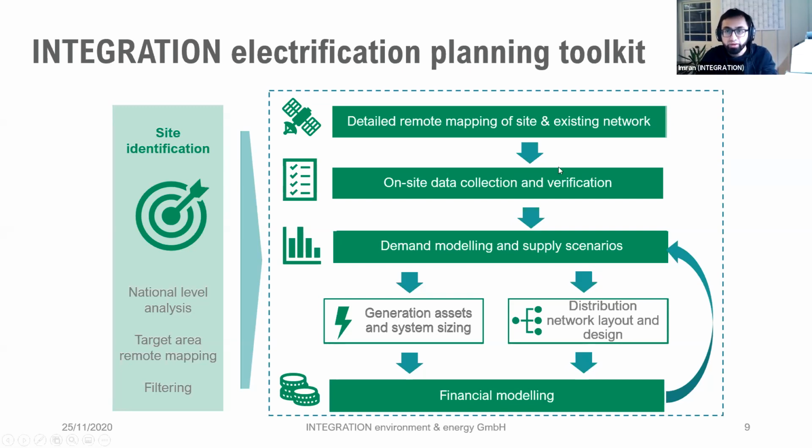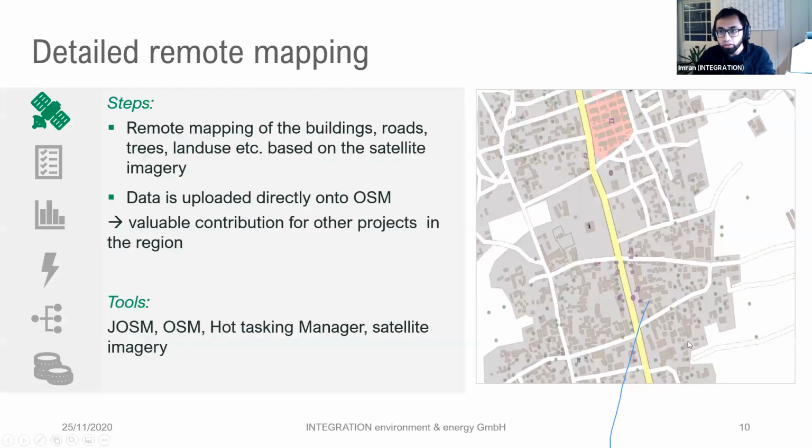Then, definitely, you need to be on the ground to collect some data and conduct surveys. Based on this information, a demand model is created to identify the demand profiles. And we use that to do a generation system sizing on one side, and at the same time, a distribution network sizing for the system. And finally, both of these feed into a financial model for the project, so that we are able to say under which tariffs this can work. Now, I would just like to show you a few further steps.